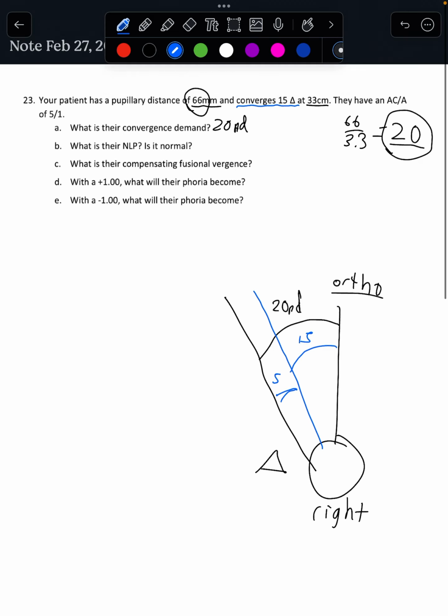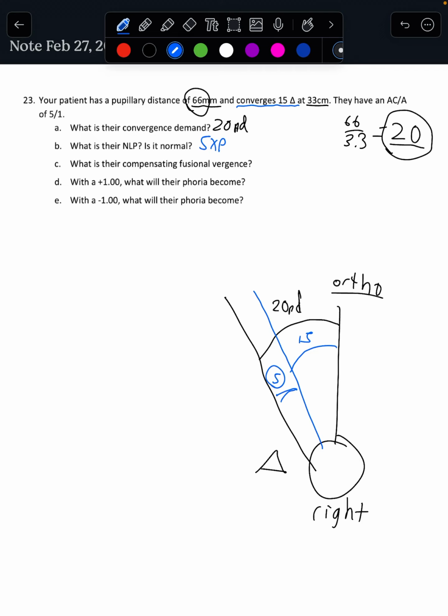Okay. What is their near lateral phoria? So we know they're stopping 5 prism diopters short of where they're supposed to, and they're landing 5 prism diopters further away from the nose. Okay, so a normal person would end this far, but this patient ended here, which is further from the nose. If you're further from the nose, then your eye is out, which means you're exo. So this patient would be 5XP.